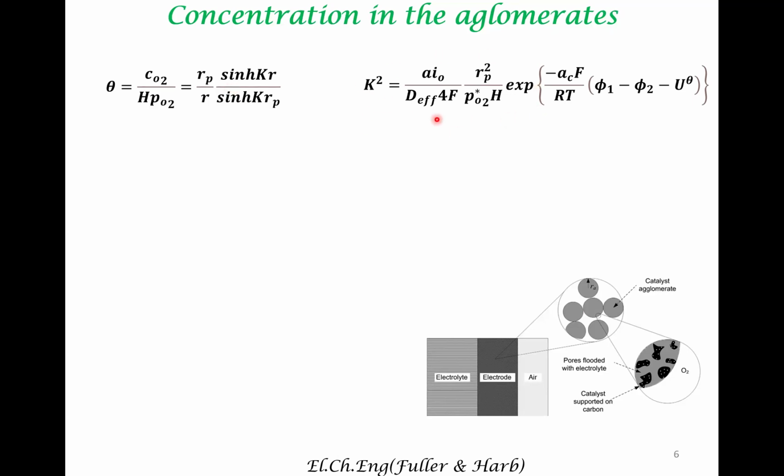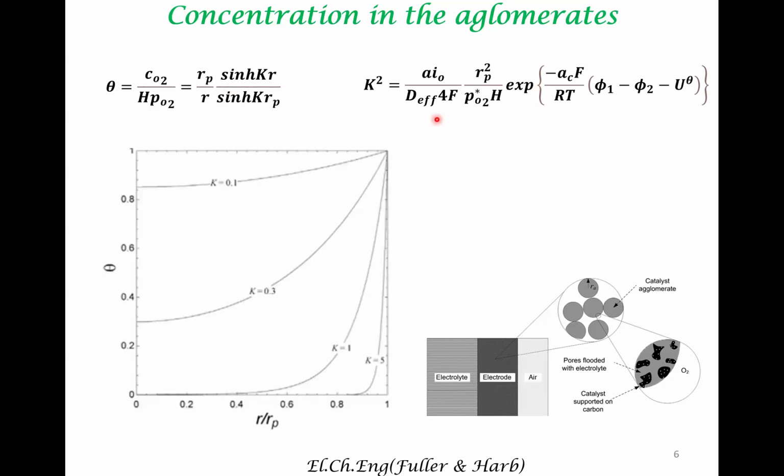Again, we clarified what K squared is in the previous lecture. So as a function of K, the concentration varies as a function of non-dimensional R. If K is very small, the inhomogeneity in the concentration is not that much. However, with an increase in K, there is a significant inhomogeneity in the concentration of O2.